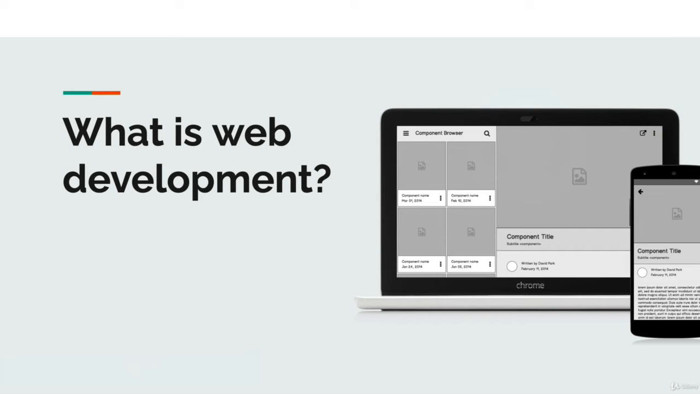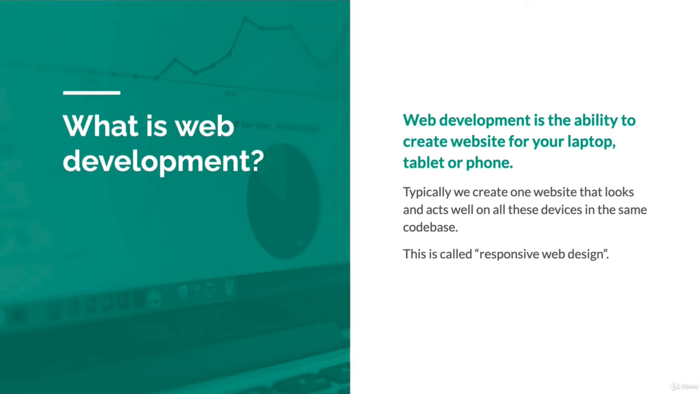What is web development? Web development is the ability to create a website for your laptop, tablet, or a phone. So typically we create one website that looks and acts well on all of these devices in the exact same code base. And this is called responsive web design. So whenever you hear the term responsive web design, it really just means the website looks good on a desktop, on a laptop, on a TV, on a phone, things like that.